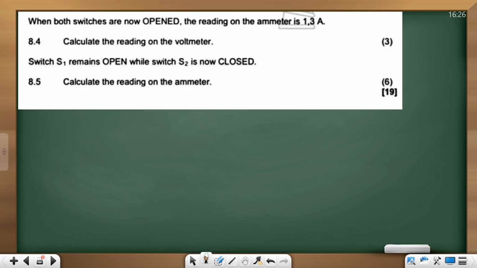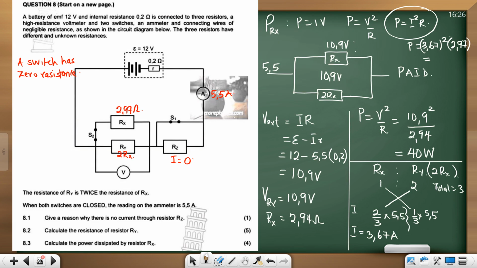When both switches are open, the ammeter reading is 1.3. All right. When both switches are open, let's see what's going on. What's happening? If we open both switches, which resistors are now in operation? Let's answer that first. If we don't get that right, we cannot get the questions right. Which resistors are in operation? Both switches are now open.